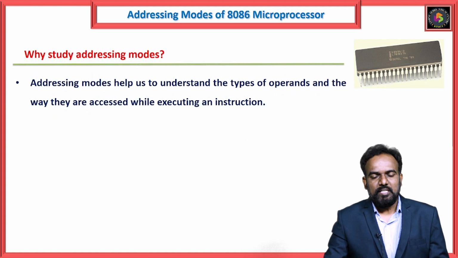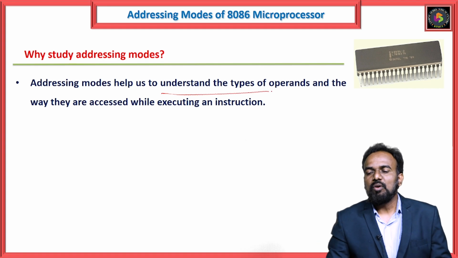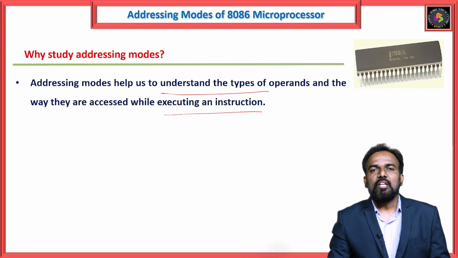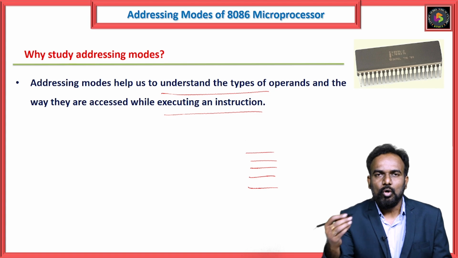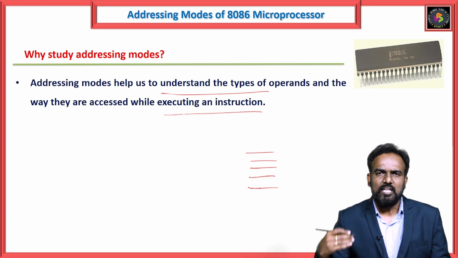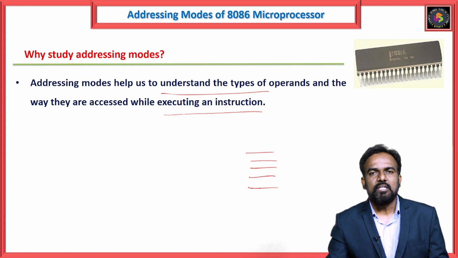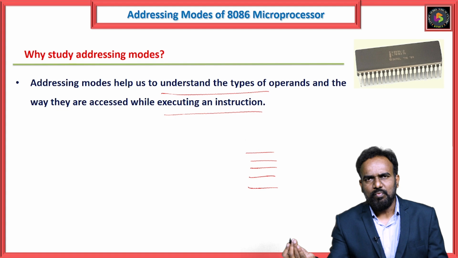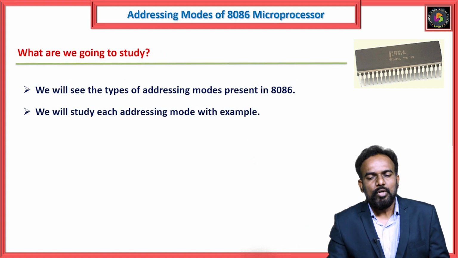Next, why study addressing modes? The addressing modes help us understand the types of operands and the way they are accessed while executing an instruction. Whenever we write assembly language programs, we locate the data in a specified instruction in different ways. We can access data using the data itself as well as memory addresses. The way of locating data or operands is called the addressing modes of the 8086 microprocessor, and the same applies to the 8051 microcontroller.